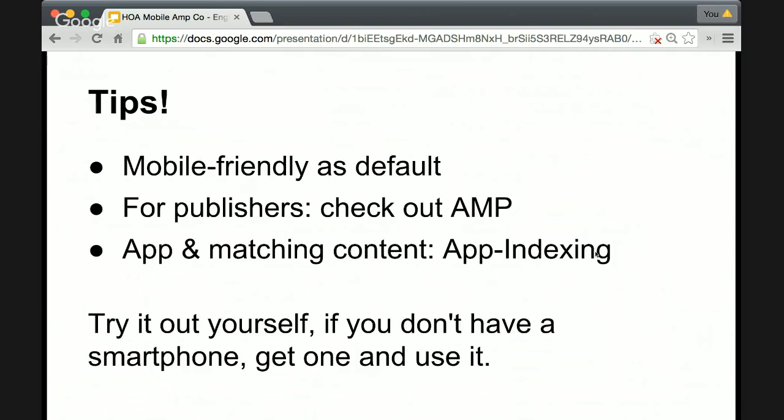If you're publishing content, I definitely check out AMP and see if that makes sense for you. If you have an app already, check out app indexing. And in general, with all of these things, I really, really recommend that you try it out yourself.